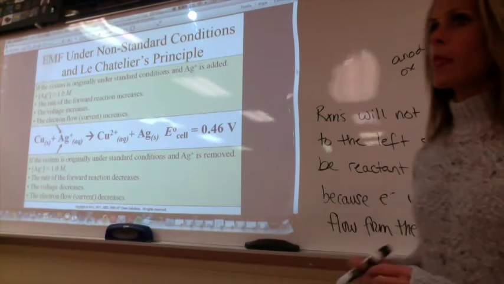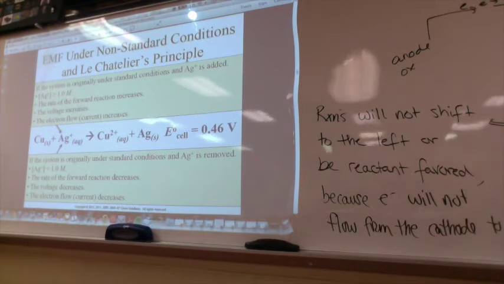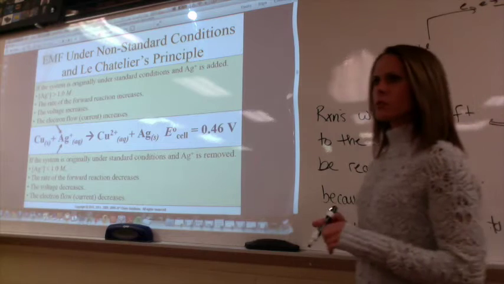Yeah? So does that apply to electrolytic cells too? Or are we not there yet? Electrolytic or not, yeah, it still should apply.